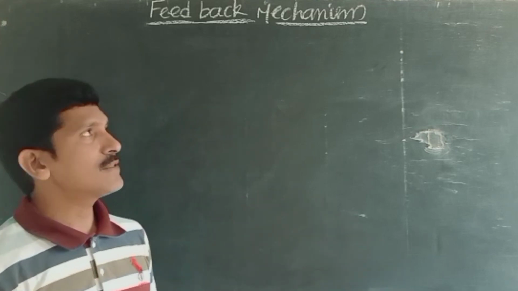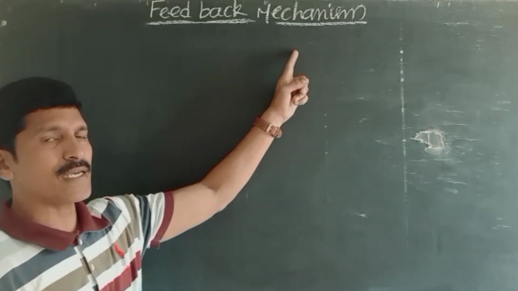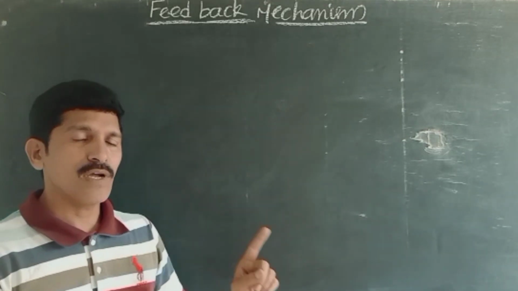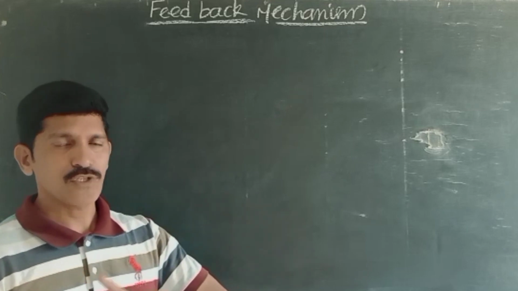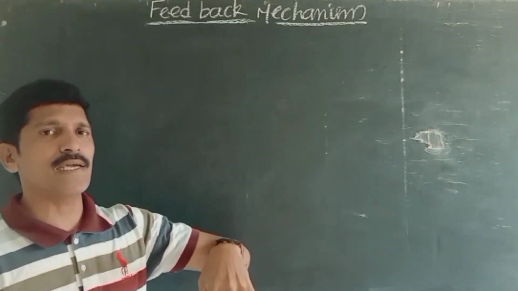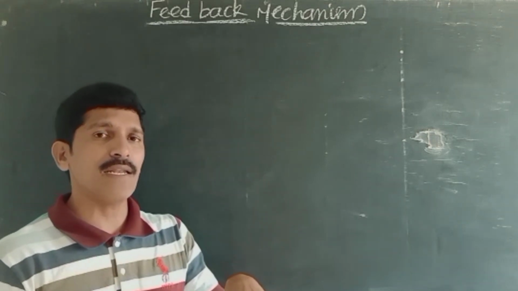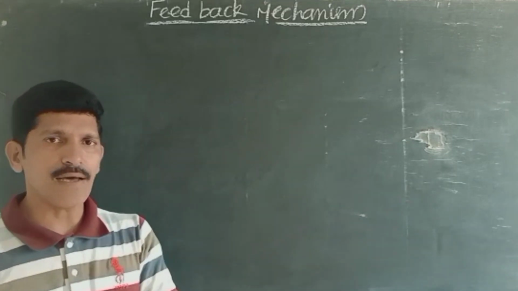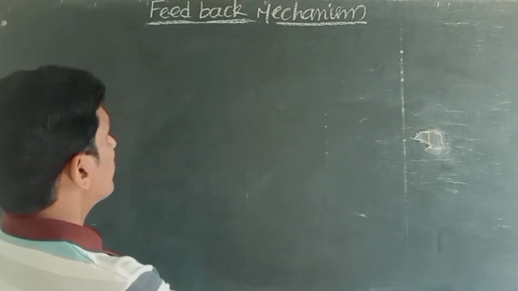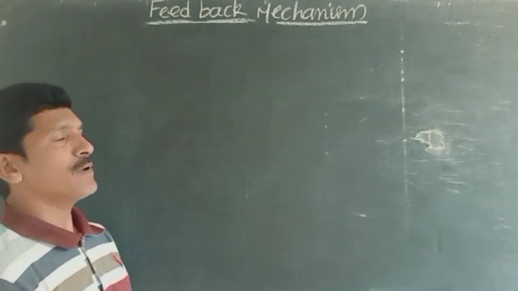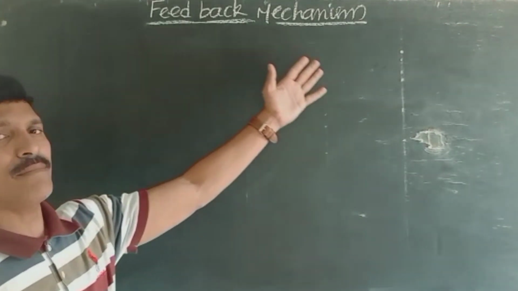organism. And this is the mechanism which controls the release of hormones, when they have to release and when they have to inhibit or stop. So this is the mechanism which completely controls the endocrine glands, when they have to release the hormones and when they have to stop releasing the hormones. That is called the feedback mechanism, right? And we can take one example for explaining the feedback mechanism.